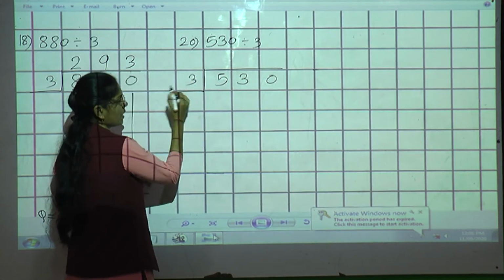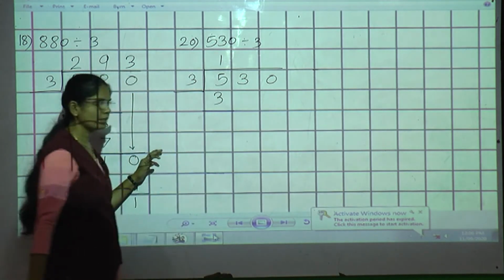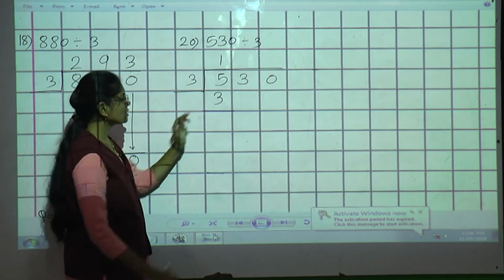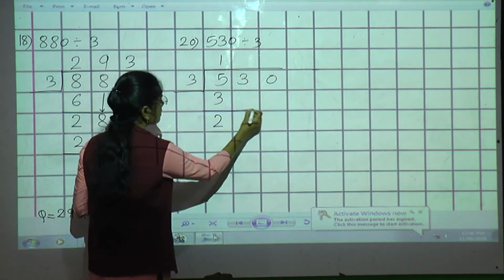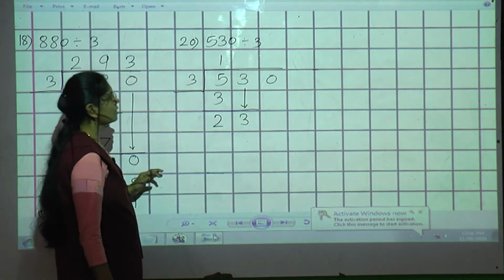See, 5 by 3 you have to do. Okay, 3 ones are 3 because 5 is not there in the table of 3. So we will take 3 ones are 3. Now 5 minus 3, 2. Now step 2. In the step 2, this 3 will come down. So here we have 23.